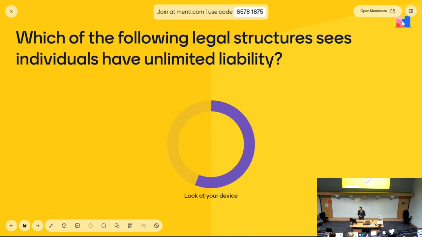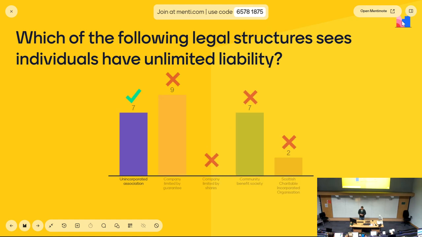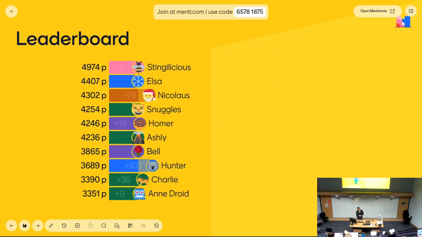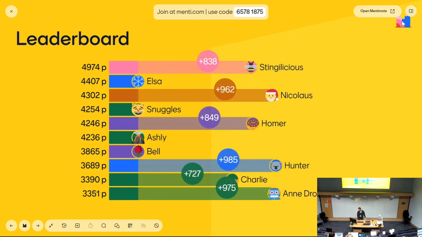Which of the following legal structures see individuals have unlimited liability? Incorporated association. Yep. Played it out. Well done. Well done.